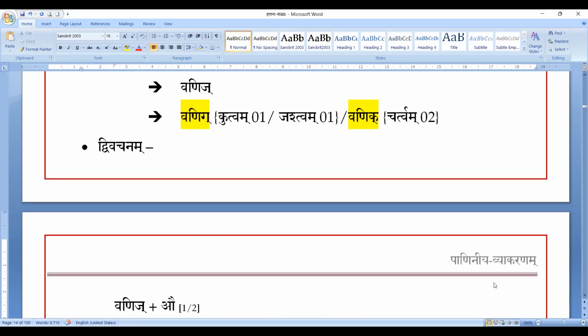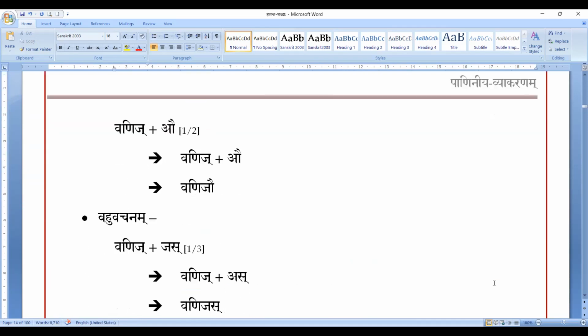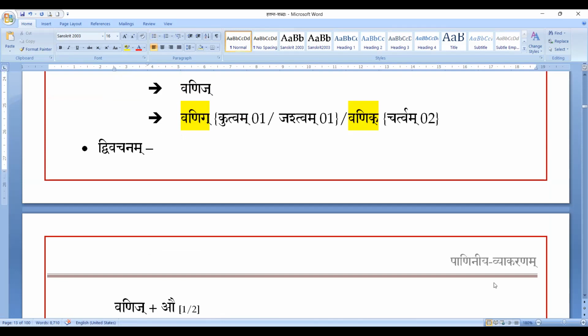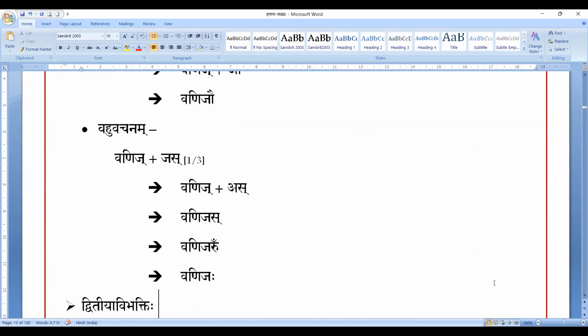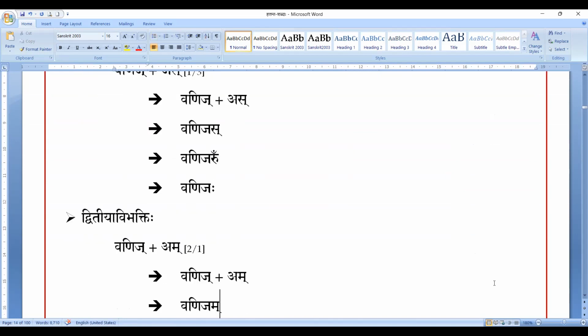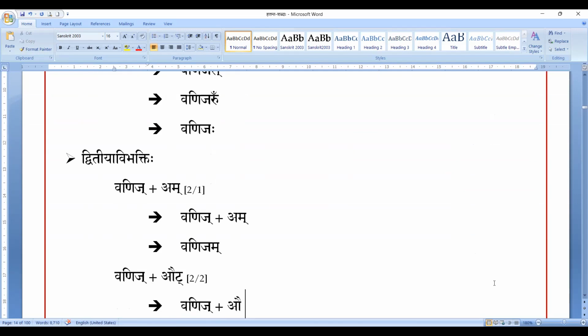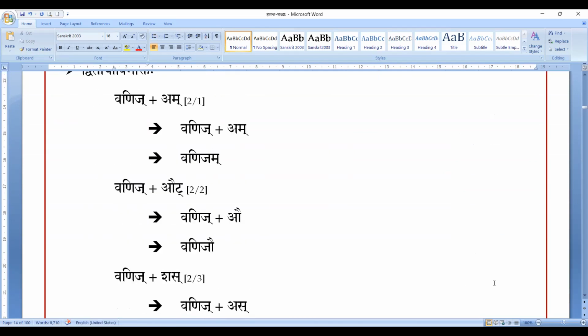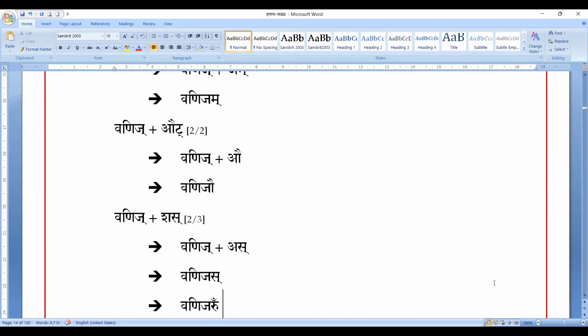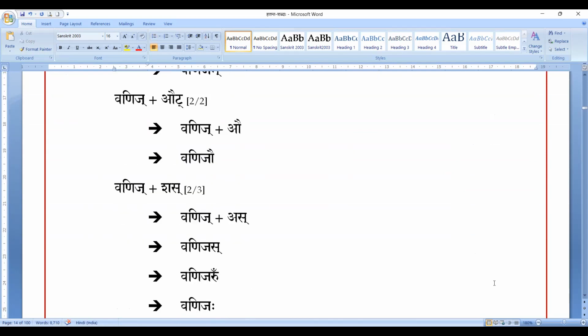Then what will be the Dvivachana Rupam? Vanij plus au is Vanijau. Vanij plus jas will be Vanijaha. Therefore Pratama Vibhakti is Vanig or Vanik, Vanijau, Vanijaha. Dvitiya: Vanij plus am, Vanijam; Vanij plus au, Vanijau; Vanij plus shas, Vanijaha. So Vanik, Vanijau, Vanijaha, Vanijam, Vanijau, Vanijaha.